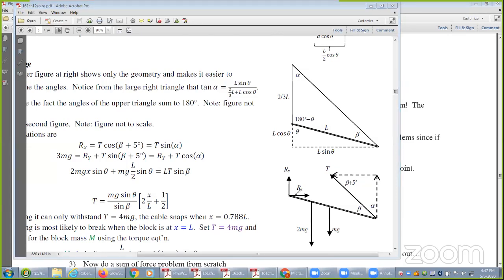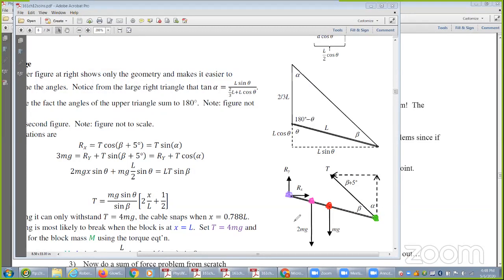All right. So notice I'm looking at this FBD right here. I could choose any point I want. I could choose this point, or this green point. I could also choose this purple point or this pink point. And notice those are the 4 logical pivot point choices for this problem. The main benefit of choosing a pivot point: any force whose line of action runs through the pivot drops out of the torque equation.